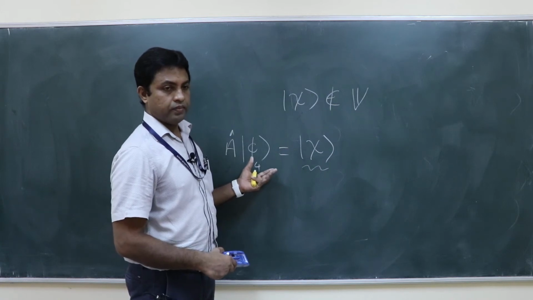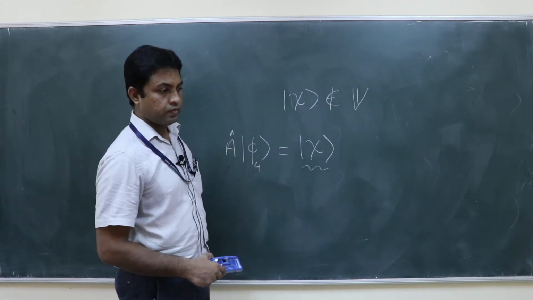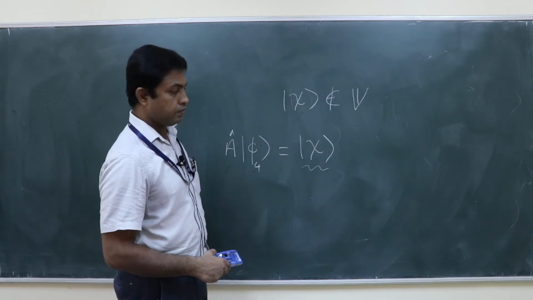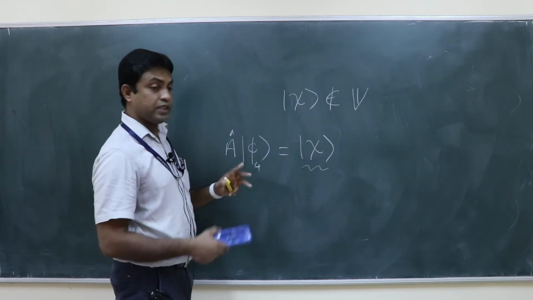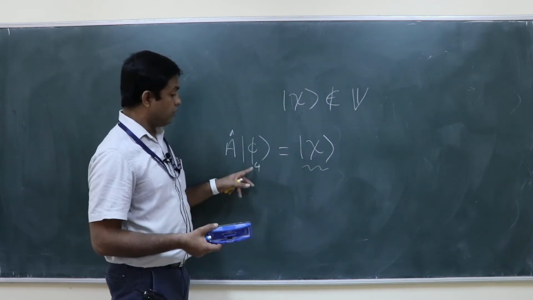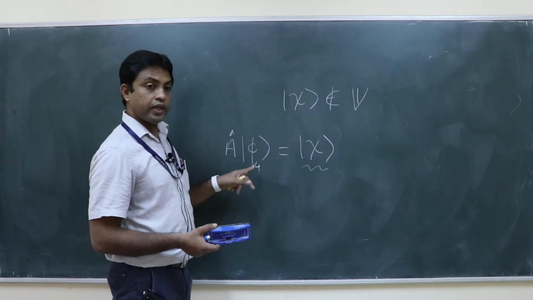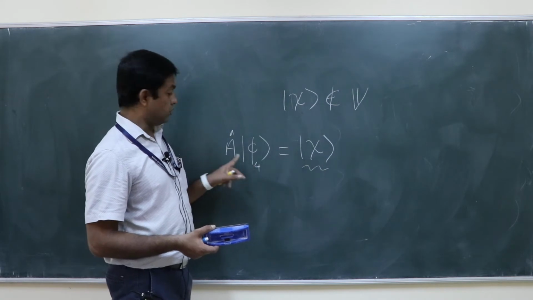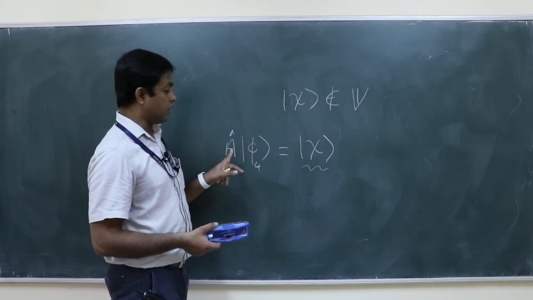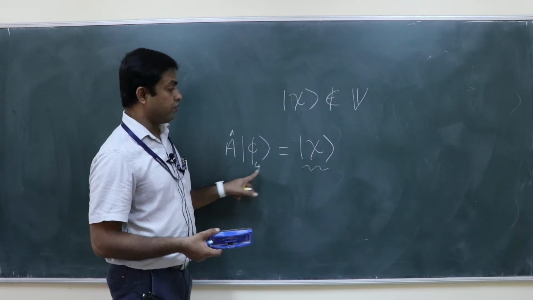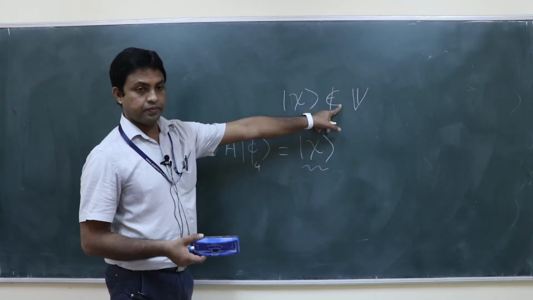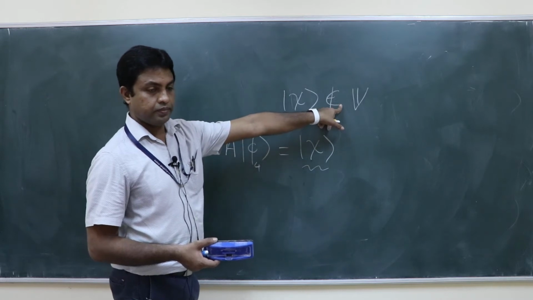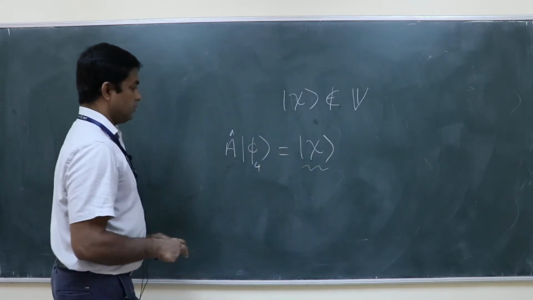Student: So we can't say that phi 4 will be in the domain of A. Teacher: Domain is basically a set of vectors. So phi 4 is not in the domain of the operator A, because the action of A on phi 4 gives you some vector which is not in V. Okay, clear? Yes, sir.